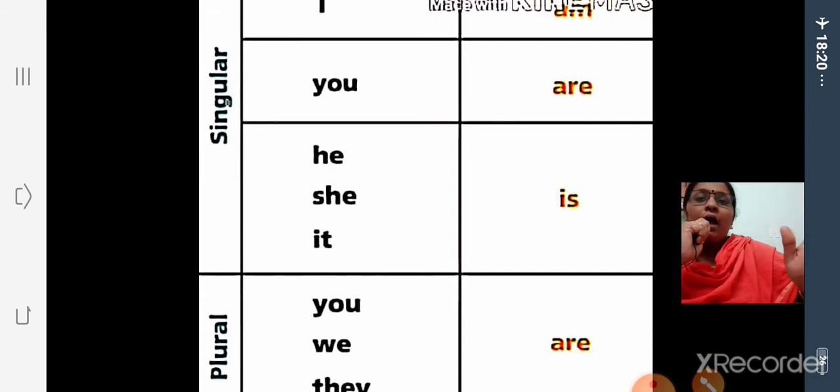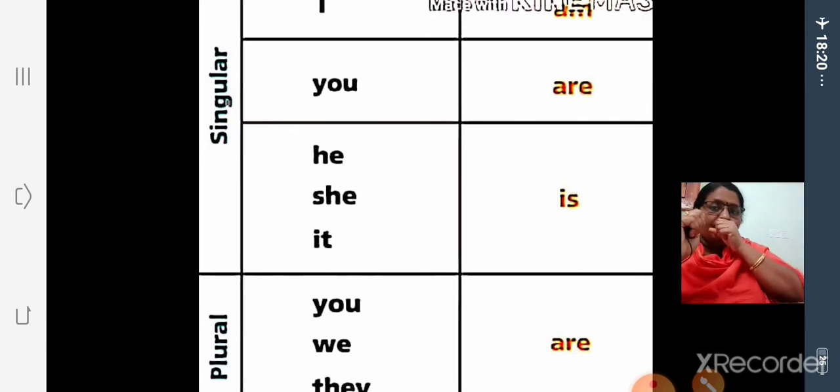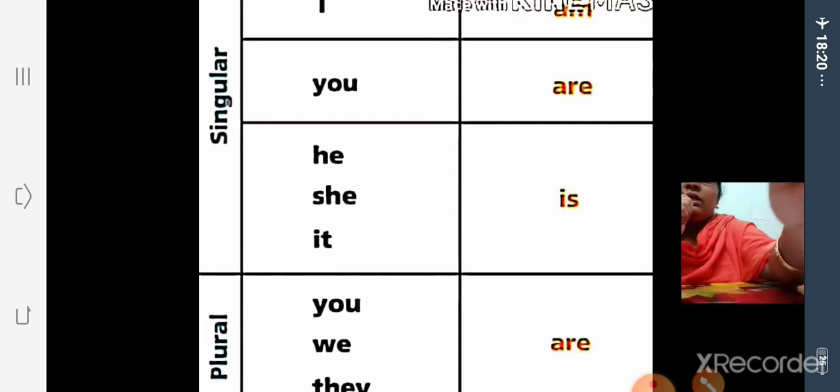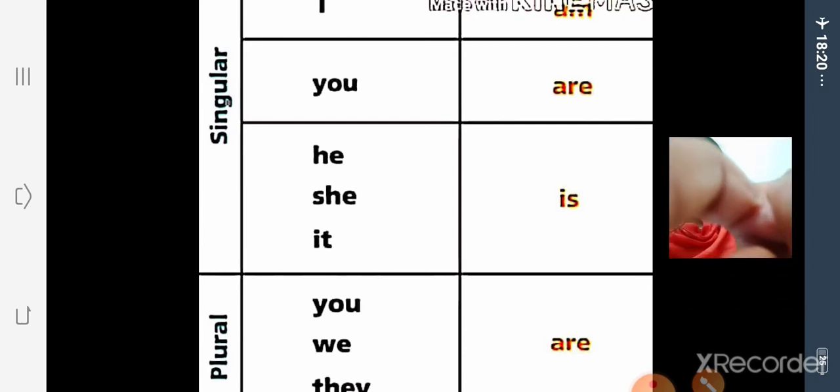So along with I we use am. Then with singular nouns and pronouns we use is, like he, she, it, and singular subjects. Then along with you we use are. Then with plural nouns and pronouns, subjects, we use are. That also we have studied.